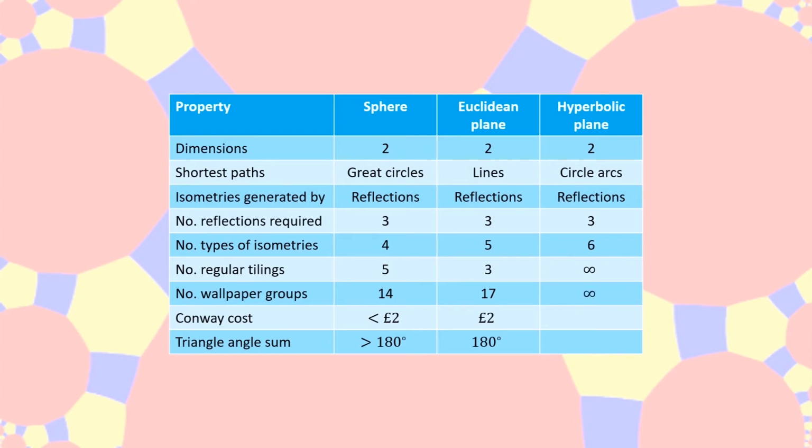The last 2 properties I'll mention are the Conway cost and the triangle angle sum. On the Euclidean plane and sphere, we could spend up to £2, and the hyperbolic plane allows us to go up beyond £2. And if we want triangles on the sphere or Euclidean plane, the angle sum has to be greater than or equal to 180 degrees. But on the hyperbolic plane, we can get any angle sum we like down to and including 0 degrees.